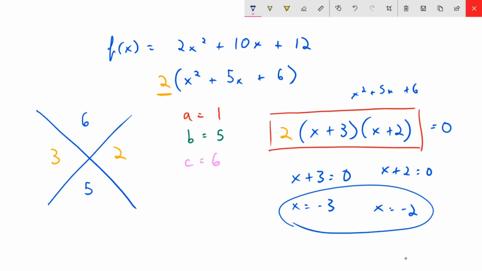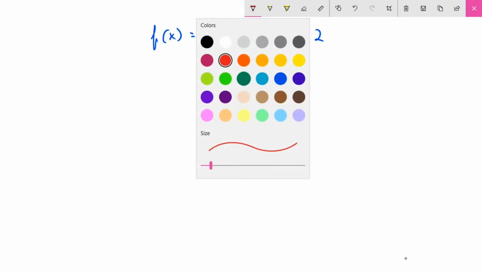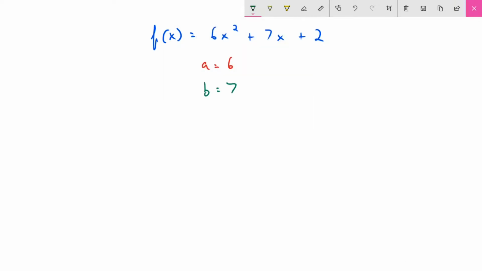Let's go to the next example. So the next one, write this down. f of x equals 6x squared plus 7x plus 2. Now, what's the first thing we always check for? We're going to check for the greatest common factor. But is there any number that comes out of all three of these? No, there's not. So in this case, our a is actually going to be 6. What is b then? b is 7. And what is c? It's 2.